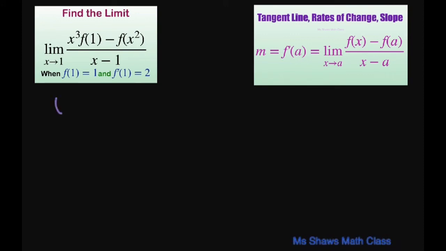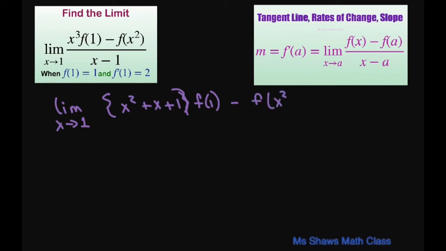I have the limit as x approaches 1 of x squared plus x plus 1. And again, this was times f of 1, which is just 1. I'll just put f of 1 now. Minus f of x squared minus f of 1, divided by x squared minus 1, times x plus 1.